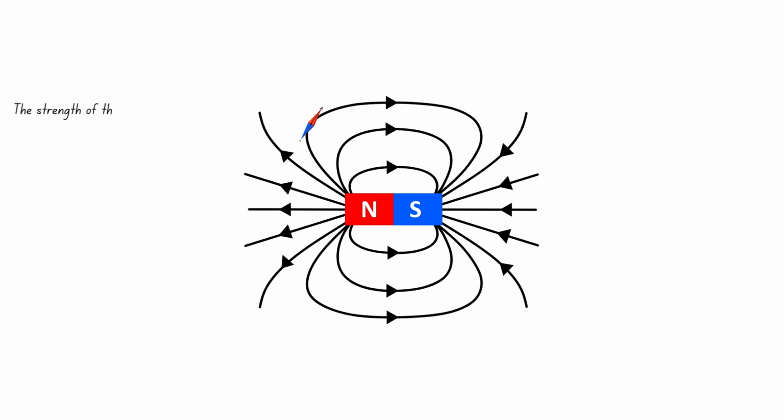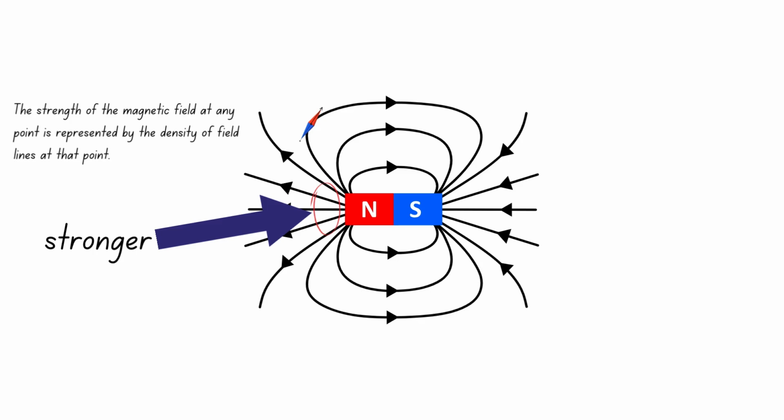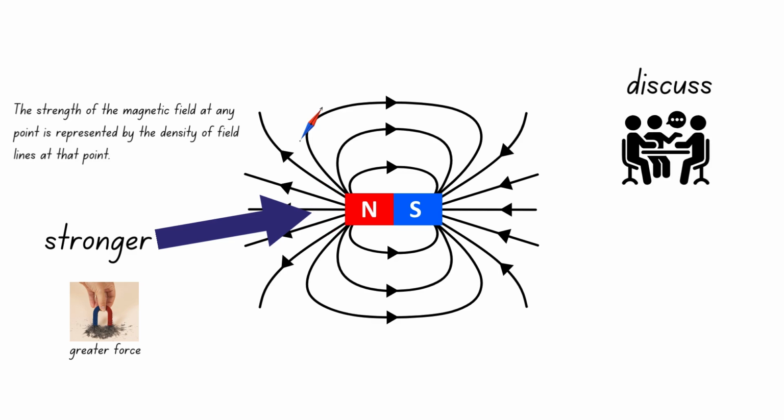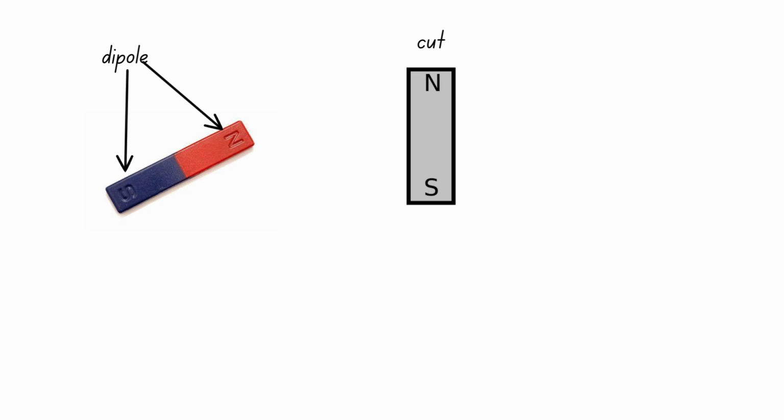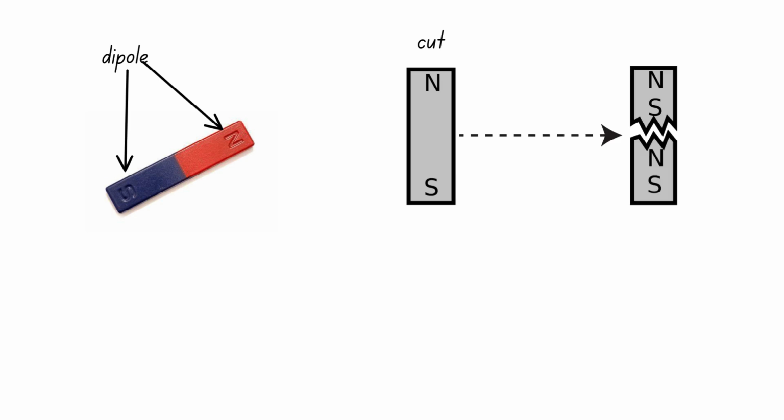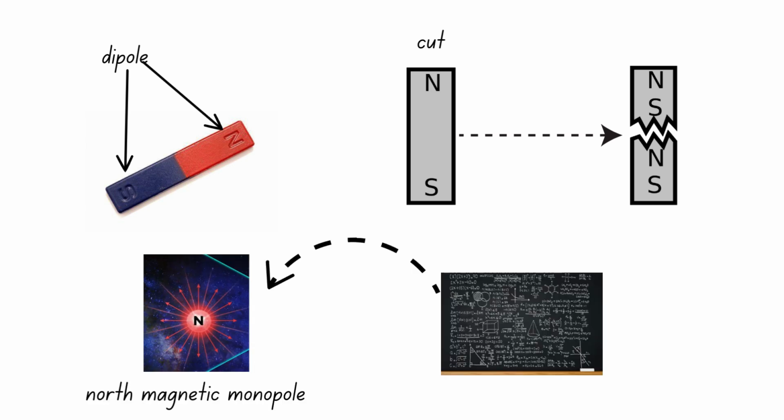The strength of the magnetic field at any point is represented by the density of field lines at that point. The denser the lines, the stronger the field, meaning a greater force is exerted on other magnets at that point. We will discuss more on magnetic field strength in a later video. Magnets always exist as dipoles, meaning that even if you cut a magnet in two, each piece forms its own north and south poles. In theory, magnetic monopoles could exist, but none have ever been discovered.